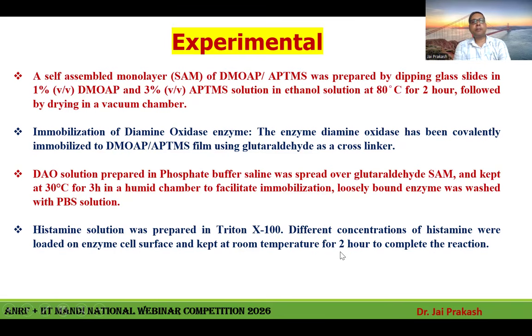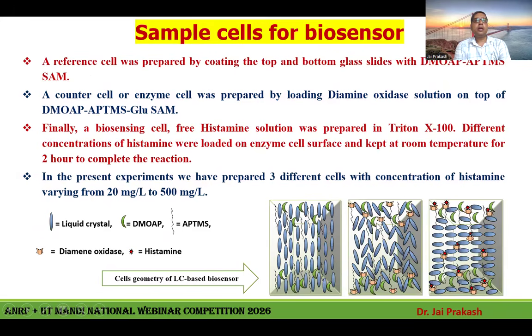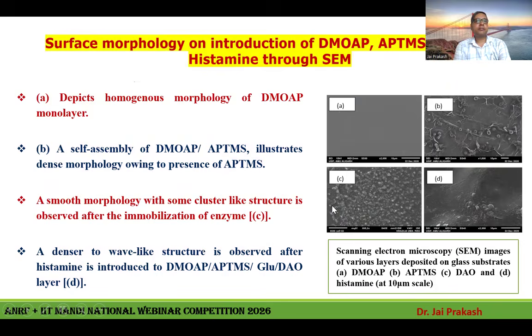Histamine solution was prepared in the Triton X100. So we prepared cells for the biosensing. First, the reference cell was prepared by coating the top and bottom glass plate with the surfactant silane SAM, and the counter cell or the enzyme cell was prepared. Then finally, a biosensing cell was prepared with the histamine solution, and different concentrations of histamine were loaded on the enzyme cell surface and kept at room temperature for 2 hours.